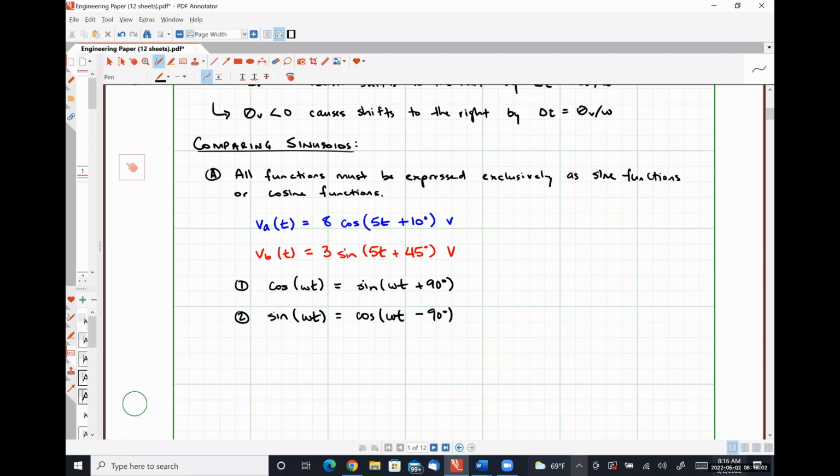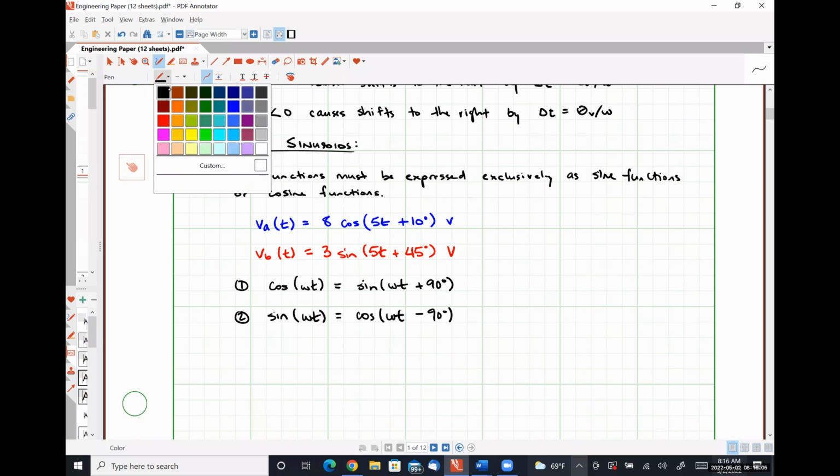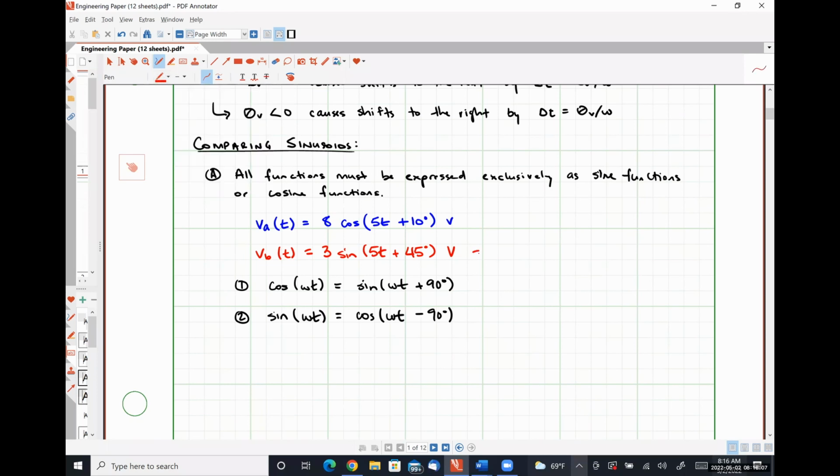So let's say that we wanted to convert signal VB into a cosine function. All we need to do then to convert from sine to cosine is subtract 90 degrees from the angle, which means 3 sine 5t plus 45 degrees looks like 3 cosine 5t minus 45 degree volts. And now both of our signals are expressed as cosine functions, and we could do some sort of comparison operation.